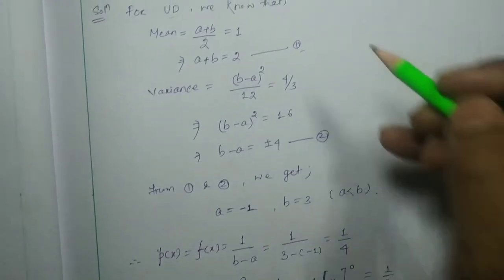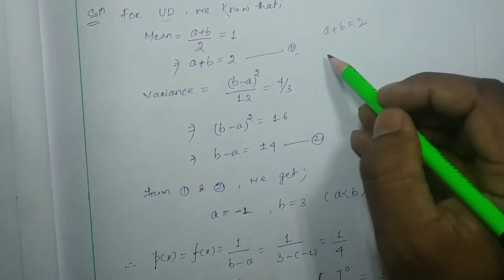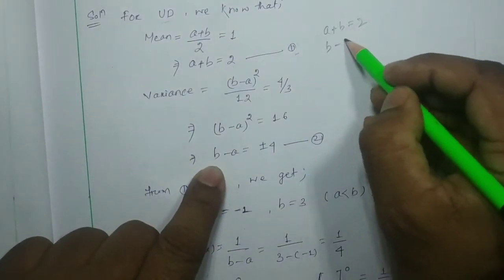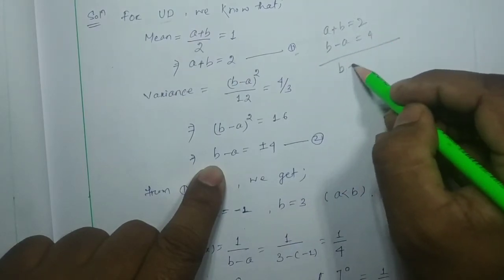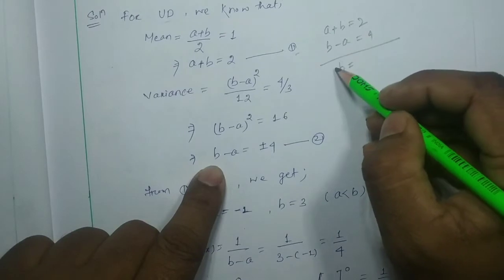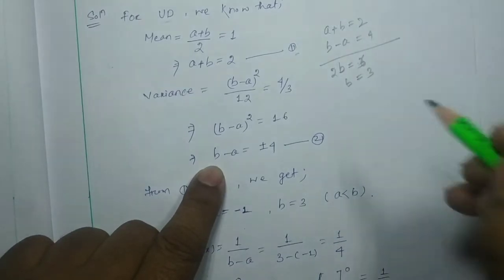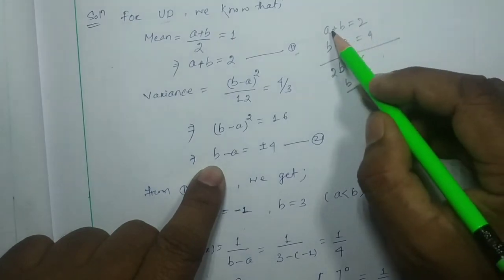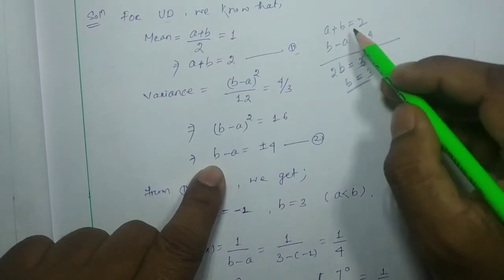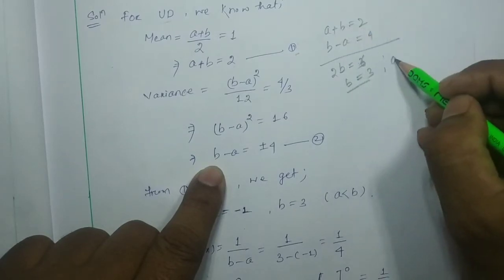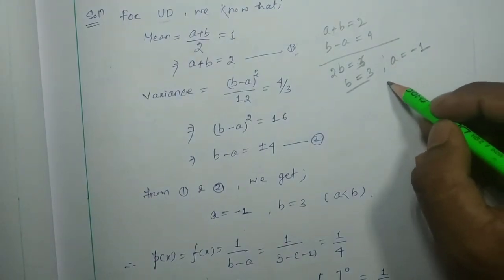Suppose I consider a plus b equal to 2 and b minus a equal to plus 4, right? If I add them, then for b we get 2b equal to 6, b equal to 3. And if b equal to 3, just put b equal to 3 here, then a equal to -1. So here we find that a is less than b.